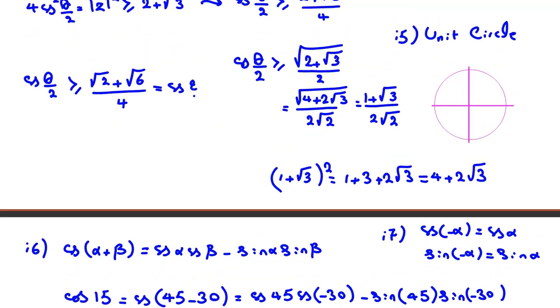So it is equal to what? Cos 15. Okay, now we pay attention to the unit circle. When, for example, cos 15 is here, 15 degrees, and cos is greater than this, so it should be here. So the angle will be what? Less than 15 or greater than 15? Less than 15, okay? So we can conclude theta over 2 is less than or equal to 15 degrees. Okay, so theta is less than or equal to 30 degrees.